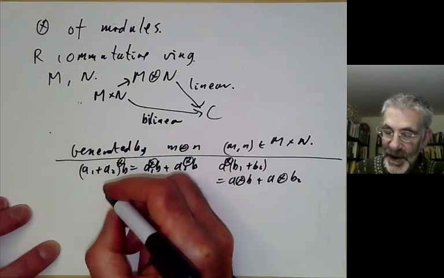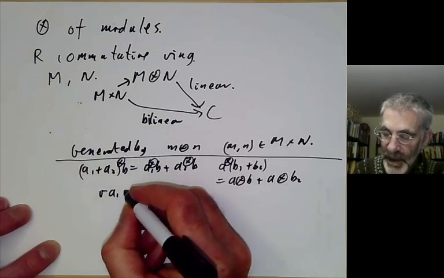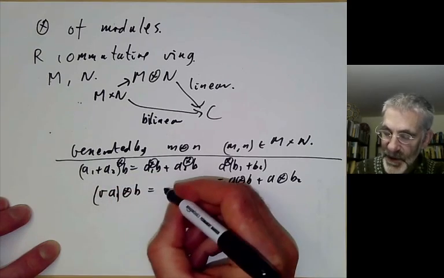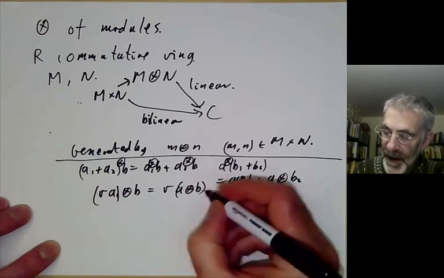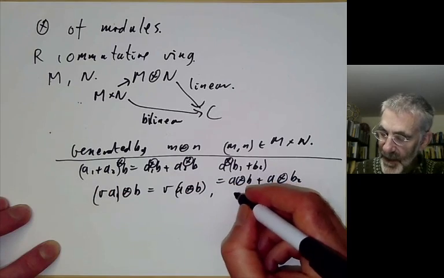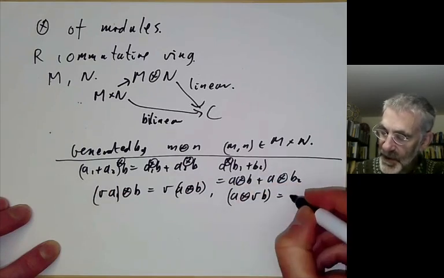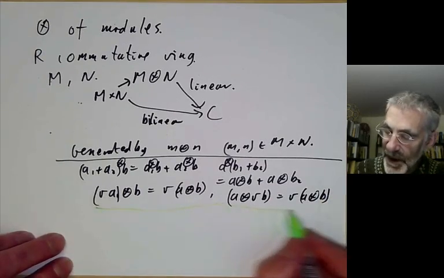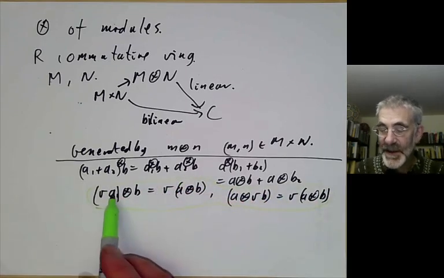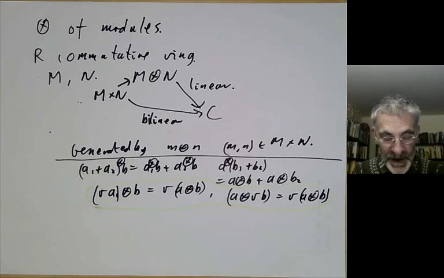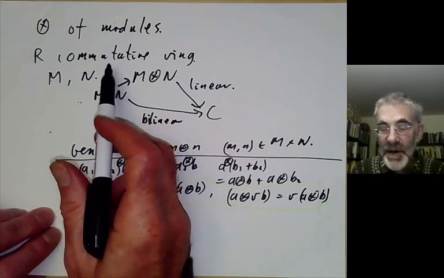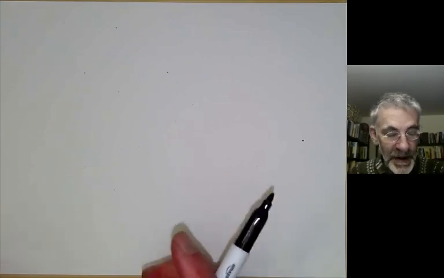So we also add the relation that ra tensor b should be equal to r times (a tensor b), and of course we have a tensor rb should be equal to r times (a tensor b). So these are the two extra relations that we need if our ring is not the integers. You notice that if our ring is the integers, then these relations just follow from the first ones. So with that minor change, the theory of tensor products over commutative rings is pretty similar to the theory of tensor products over the integers.